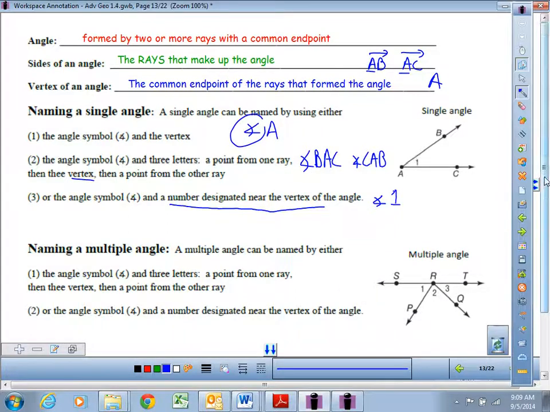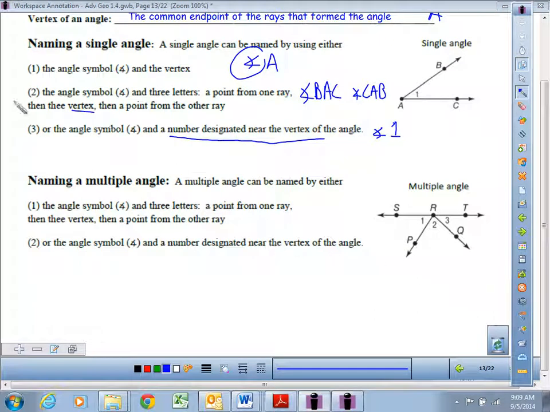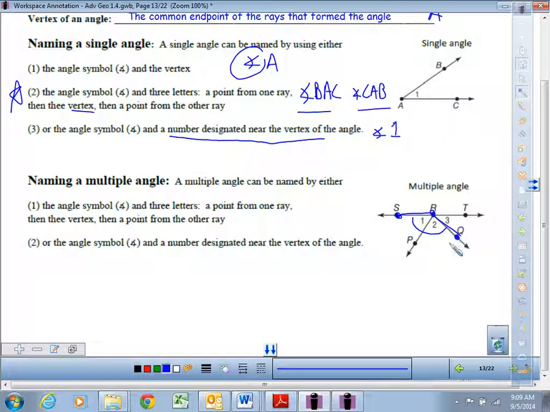Okay. So now when you have multiple angles like this, guys, this is the way to do it. Okay, you have to do it like this. This is the best way to do it, unless like over here we do have those numbers. See, the thing is I could actually name this angle, but I can't use angle 1 and 2 combined. I don't want to say that. I would use S to R to Q. So that's what that angle with 1 and 2 would be called. Alright, so that's naming angles.